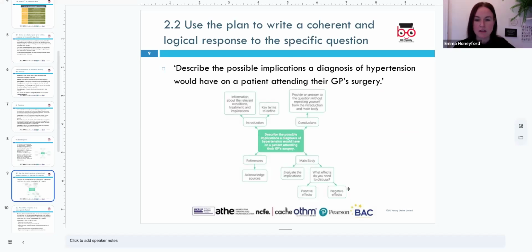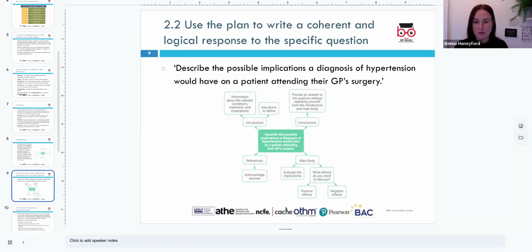Okay, so here's a great working example within an example of a GP surgery. So the question is to use the plan to write a coherent and logical response to the specific question. So this is an assignment question. Describe the possible implications a diagnosis of hypertension would have on a patient attending their GP surgery.